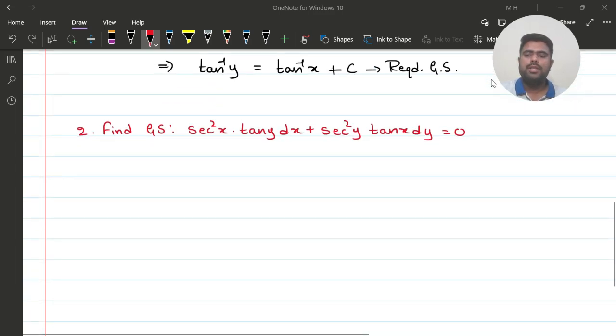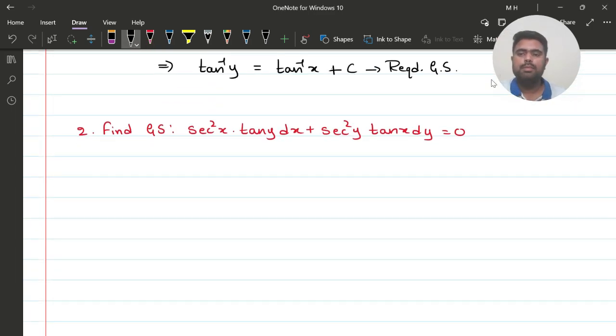So here we have our second example. What is the second example? It says find the general solutions x square x tan y dx equal to x square y tan x dy. Now you can see in the first, there are two terms here. In the first term we have both x and y. In the second term also we have both x and y. So therefore it is an absolute necessity now to separate out the variables first.